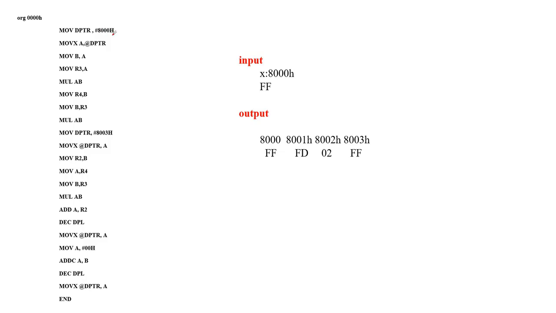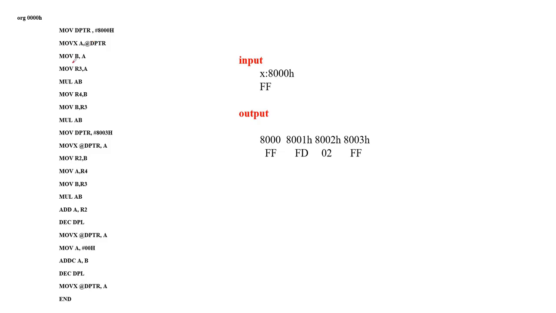Here the data pointer is loaded with the address 8000h, and this is the starting address for accessing the external memory using the movx instruction. Then we have movx A comma @dptr. So here the value at the memory address stored in the dptr, which is 8000, is read into the accumulator A.